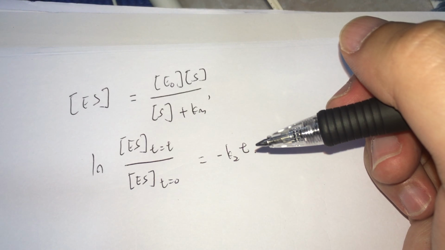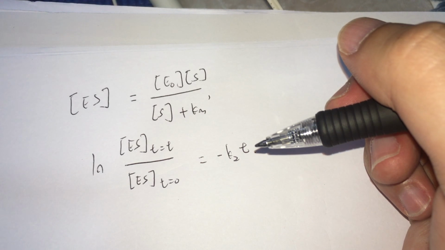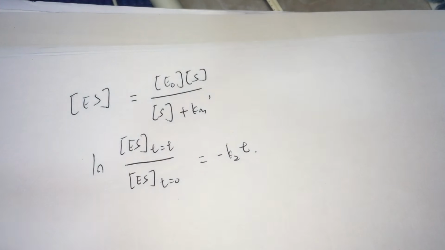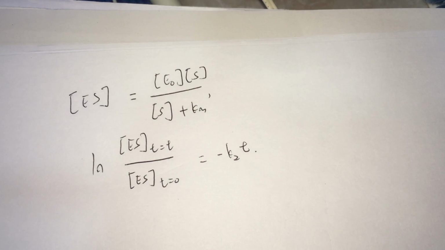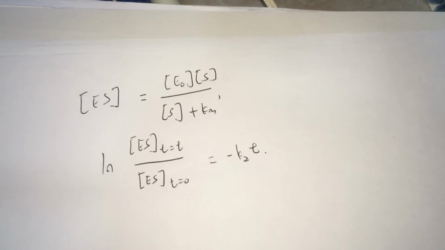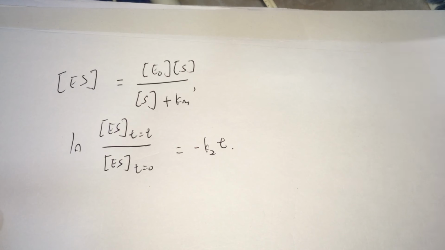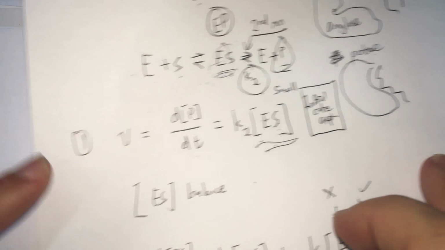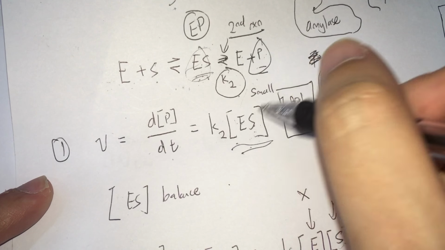But okay, maybe I've gone a little off tangent. Anyway, I think I've gotten a little off tangent. Basically, you shouldn't be deriving how ES changes with time. I got a little carried away, I'm sorry.